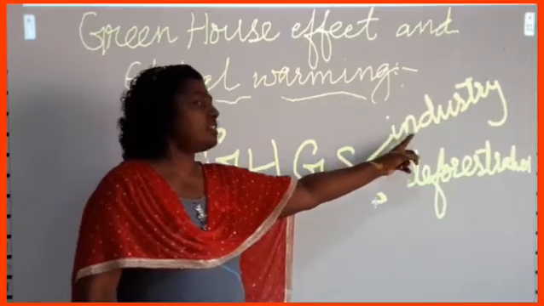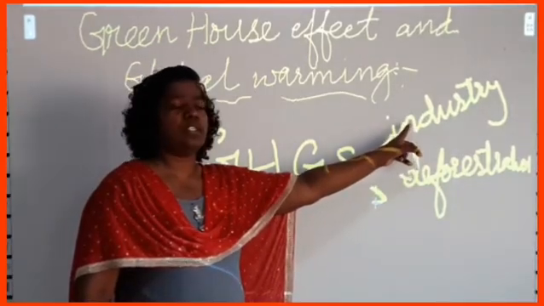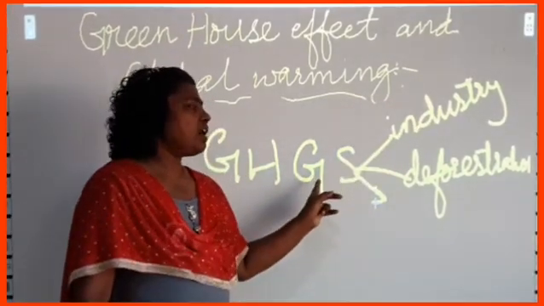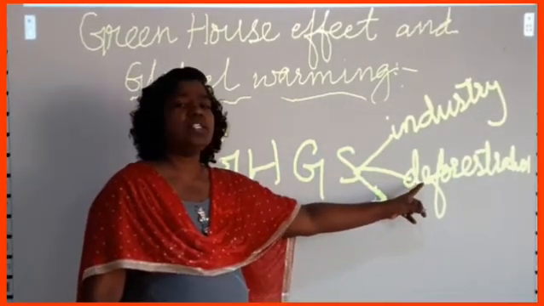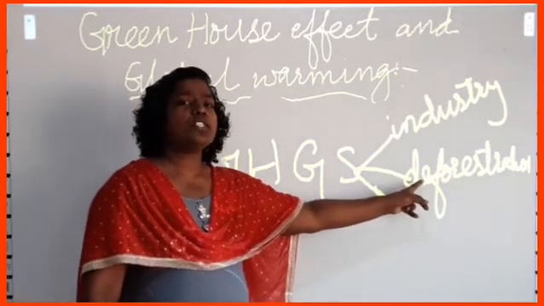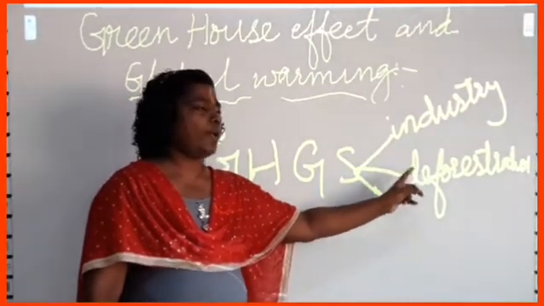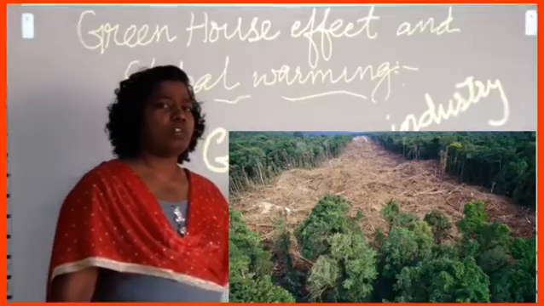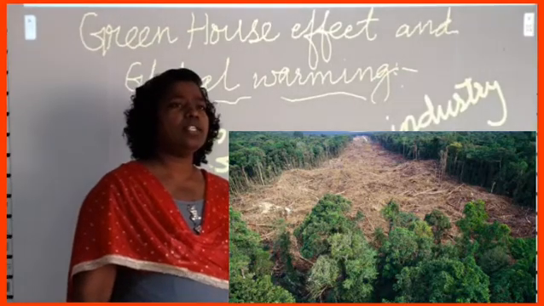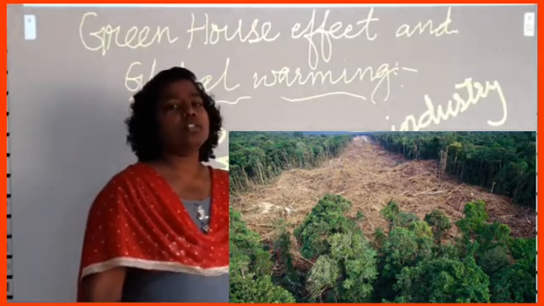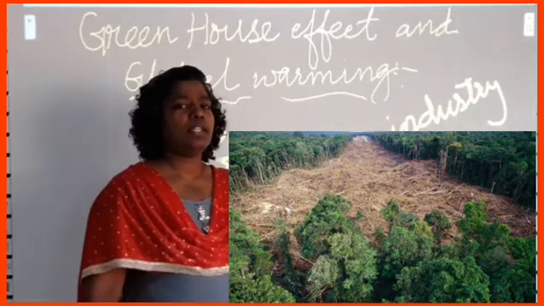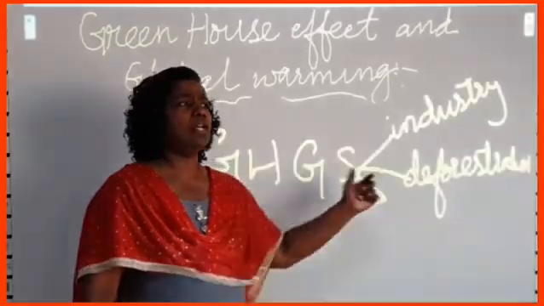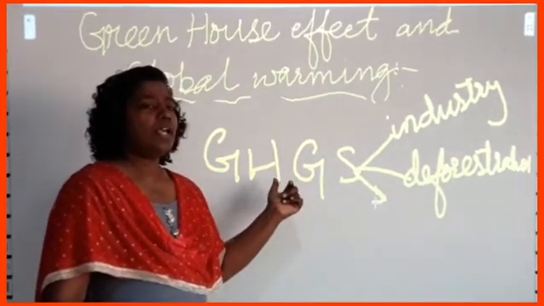The first reason is that because of the increase of industries, the industrial smoke and everything cause greenhouse gases. Second, deforestation means cutting of trees. Cutting of trees also causes the increase of greenhouse gases. How does it increase? There will be less oxygen when we cut the trees. There are also different other effects that cause the increase of greenhouse gases.